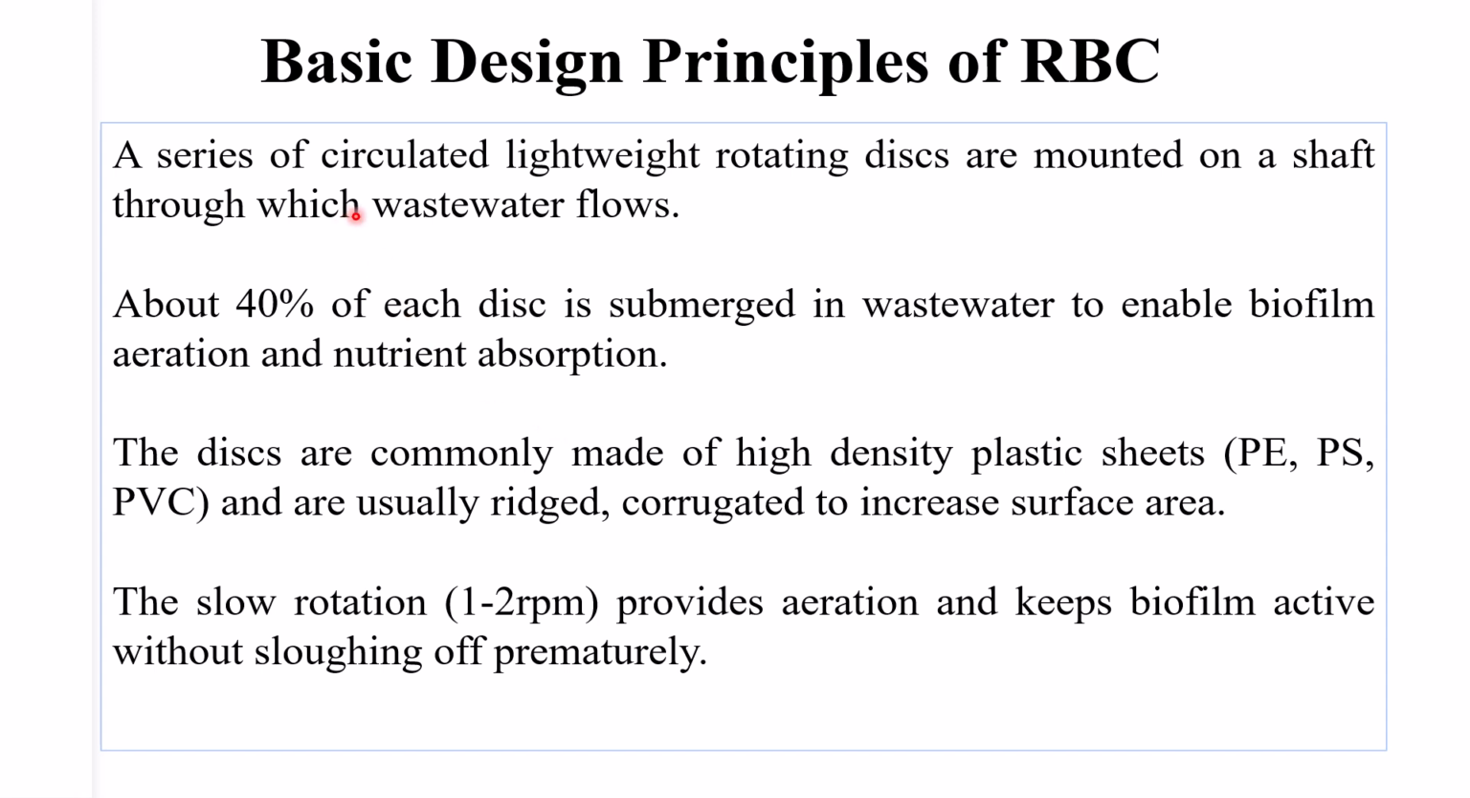So these are usually made of lightweight plastics like polyethylene, polystyrene and polyvinyl chloride. And these plastics are roughened or corrugated so that the surface area for the microorganisms increases. And the shaft rotates 1 to 2 rotations per minute so that the biofilm present on the rotating disc will not slough off. So this simple yet clever design makes RBC highly energy efficient.